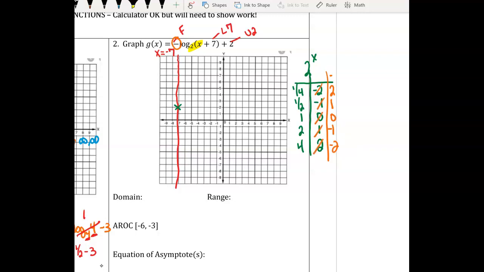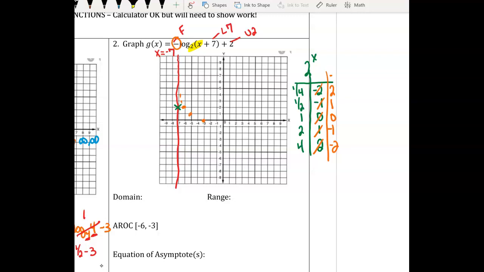All right, so starting, I'm going to go from my x over 4 down 2, and then over 2 down 1, over 1, not down anything, over a half, up 1, and then over a fourth, up 2. So I'm getting really close to that wall.